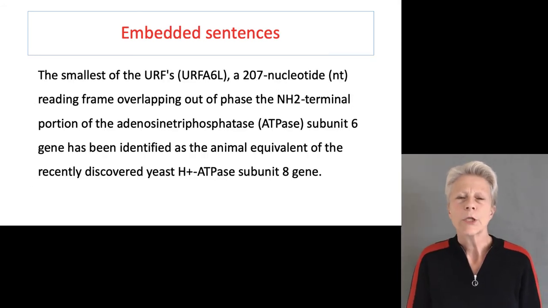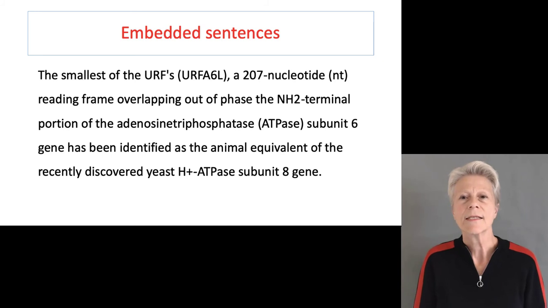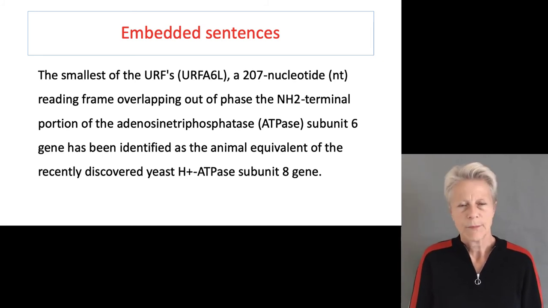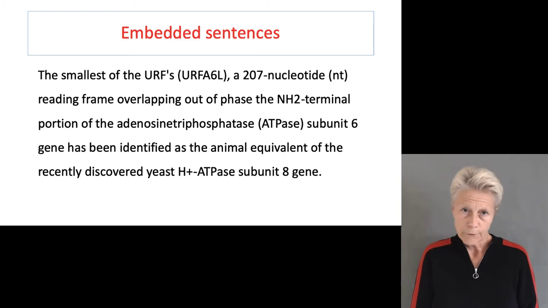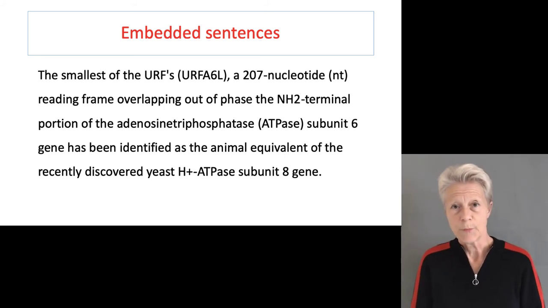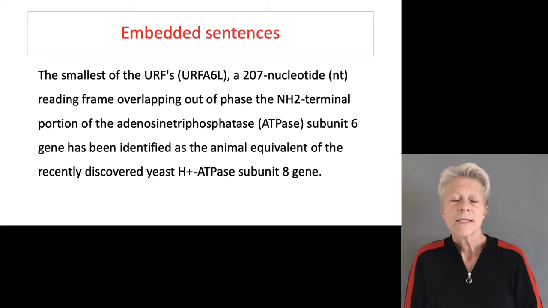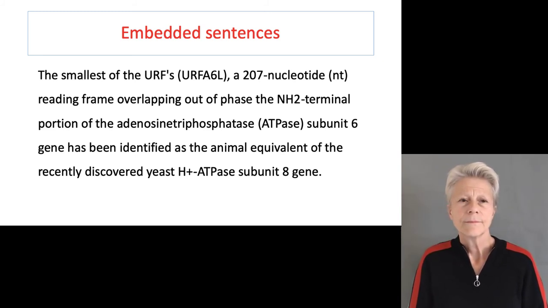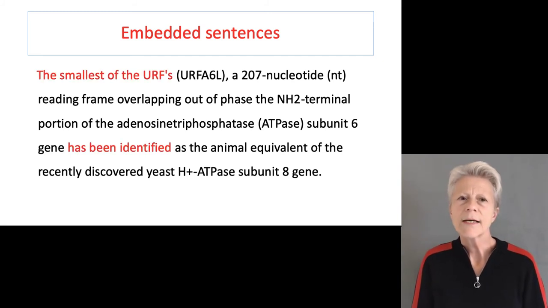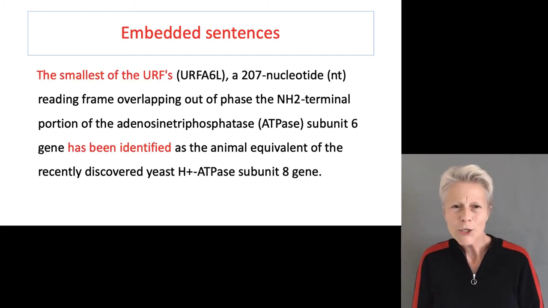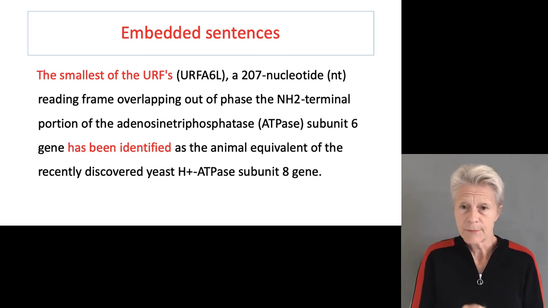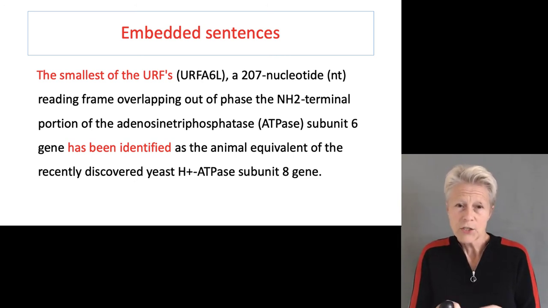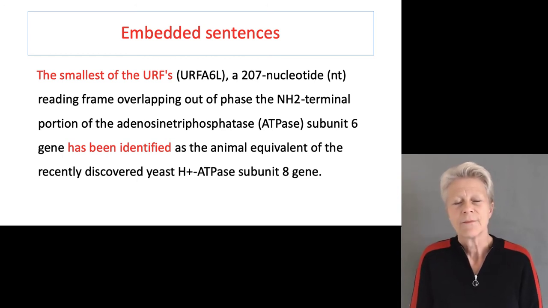Now there's one important no-go in complex, longer sentences. Never split subject and verb, because subject and verb, that's a happy marriage and we should respect it. Look at this sentence. Well, you will recognize, I hope, that the smallest of the URFs belongs to, or needs to be followed up by, has been identified, as subject and verb. This is the strict message that should be presented as a unity.